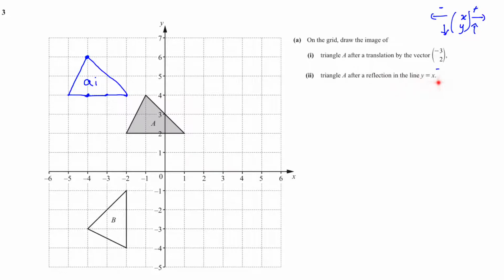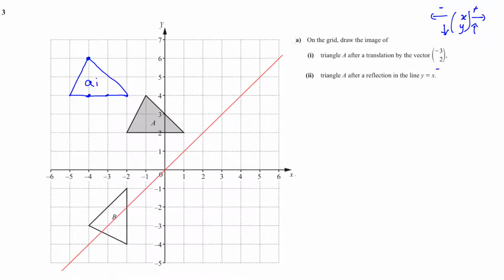In part 2, you have been given, draw the image of the triangle A after a reflection in the line y is equal to x. Y is equal to x means when y is 1, x is 1. When y is 2, x is 2. So we have to draw that line first. So we have drawn the line y is equal to x, and we have to reflect this shape this side. The best way to do is use a tracing paper, draw the line like that, draw the triangle and reflect it this side.